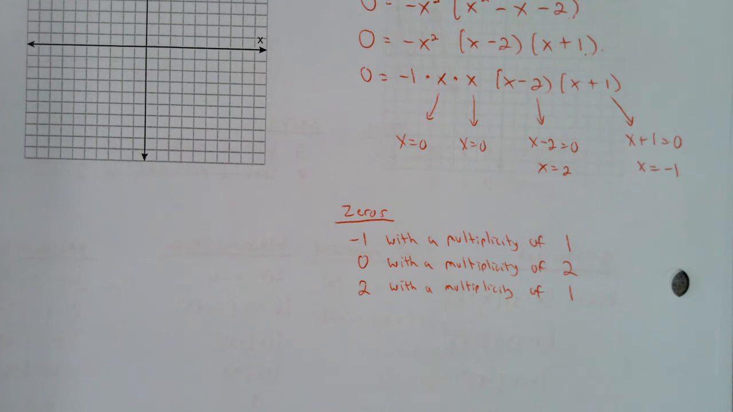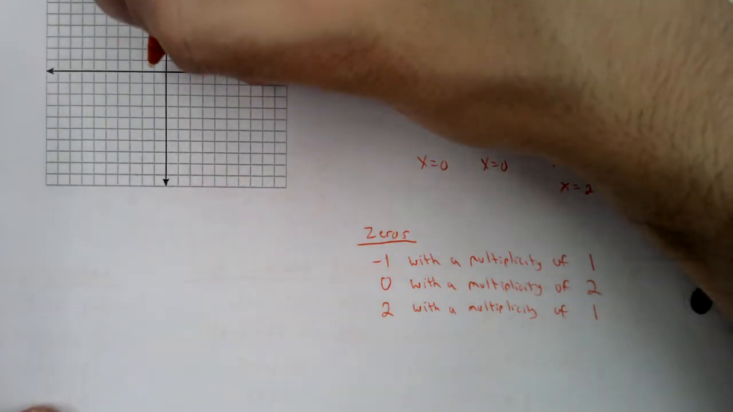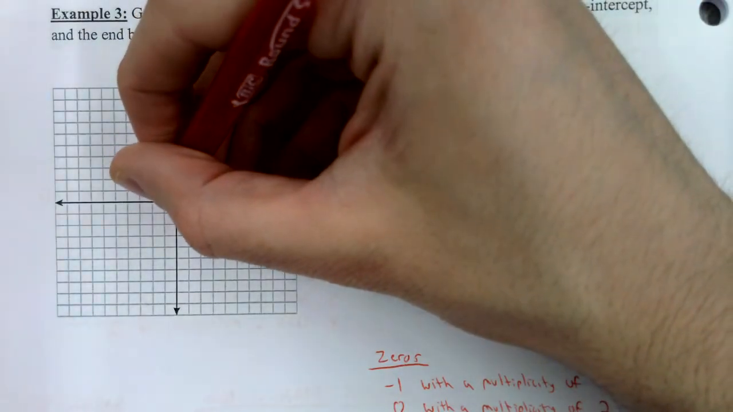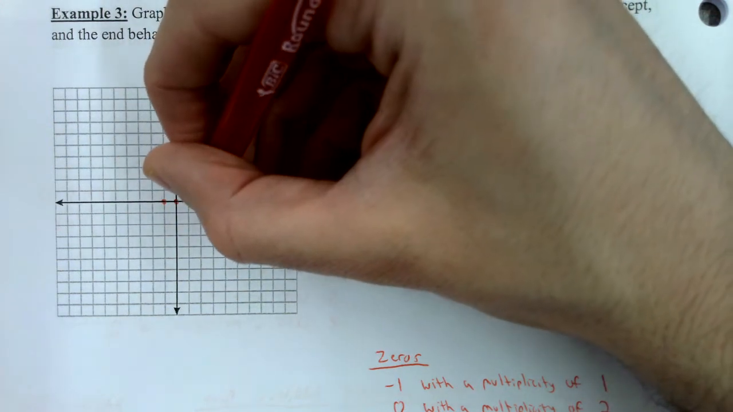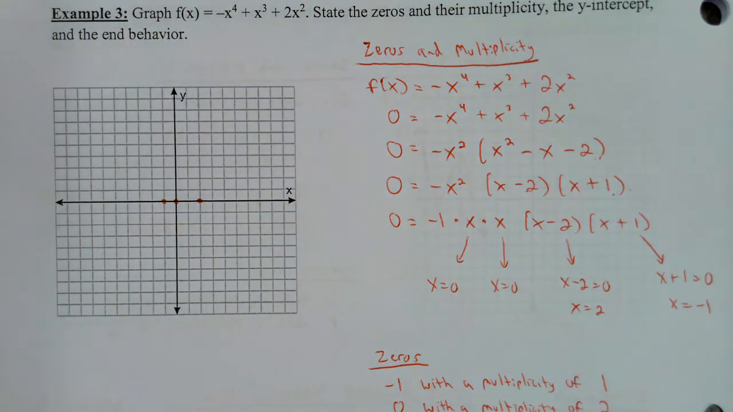At this point, we should probably graph that before we forget. So negative 1, 0, and 2. Those are going to be the zeros or the x-intercepts or the roots. Negative 1, 0, 2. Let's do the y-intercept next.